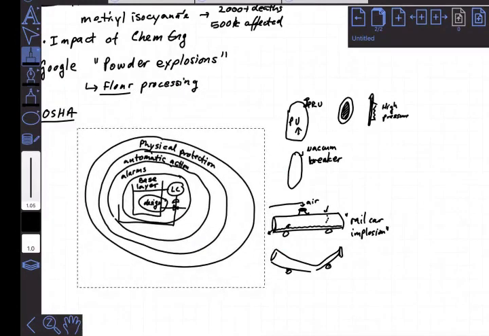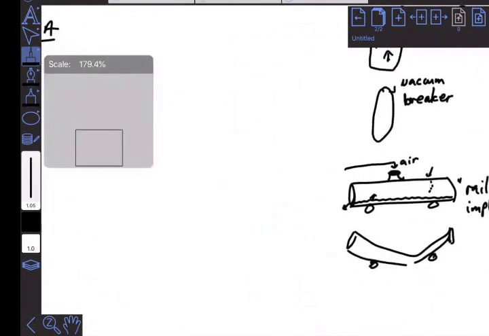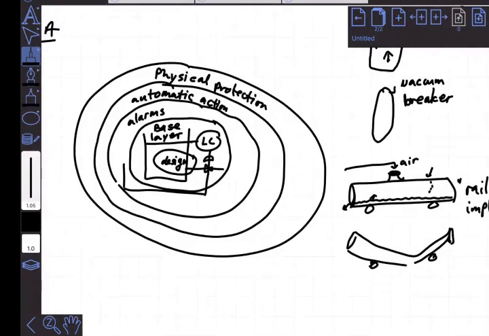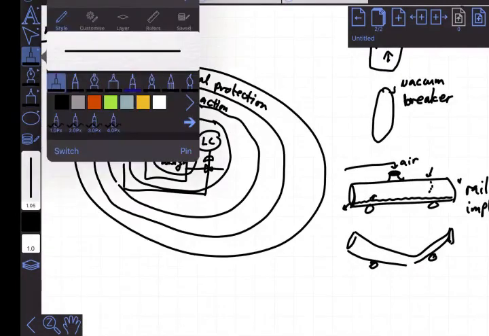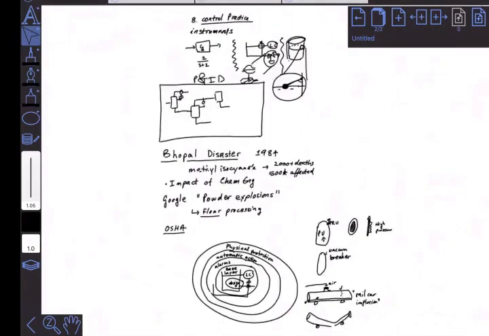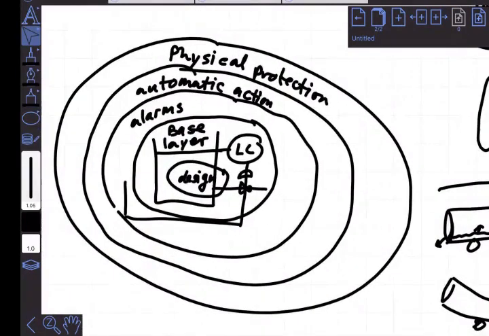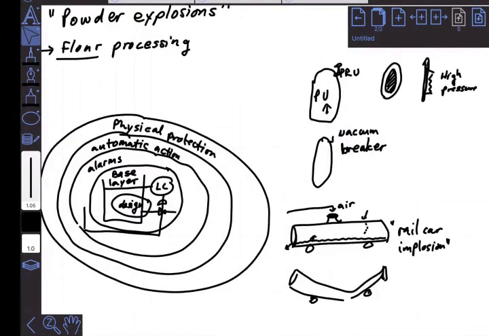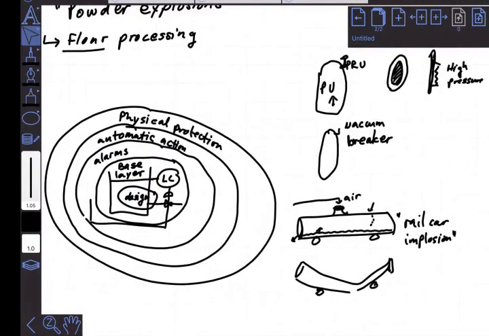Then after that, I want you also to understand that these layers are not necessarily dependent on one another. In other words, the physical protection layer continues to work. It's a mechanical device, right? So that rupture, that bursting disc, or the vacuum breaker, all of those things exist at the same time as the alarms and the automatic action and the base layer control and so on. And they are designed to make sure that you hit one of them.